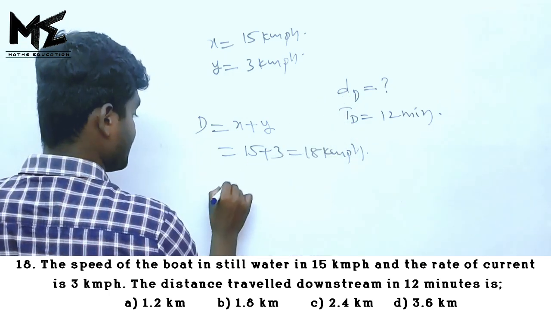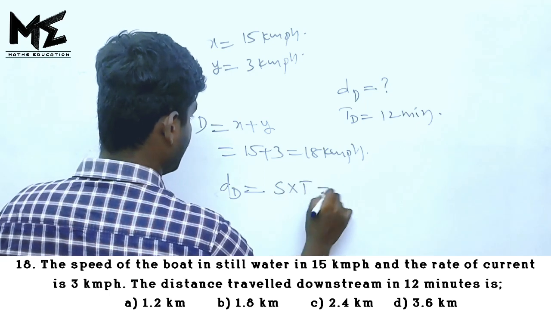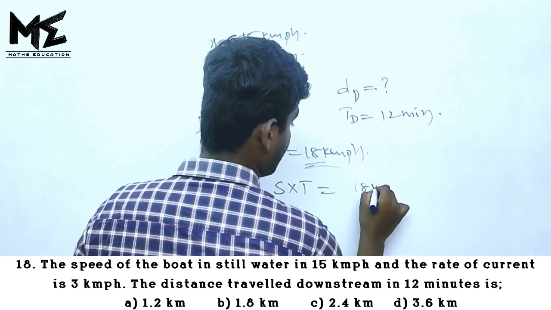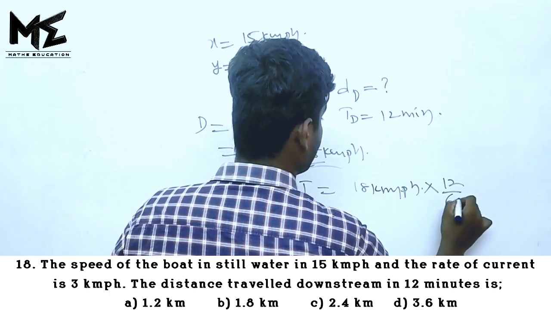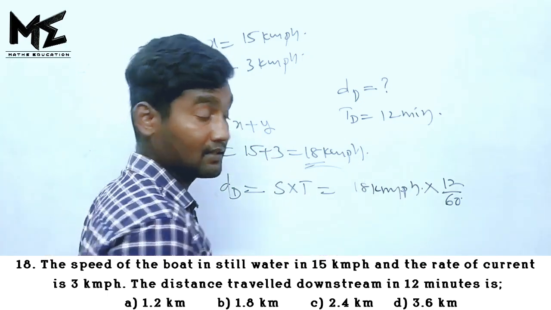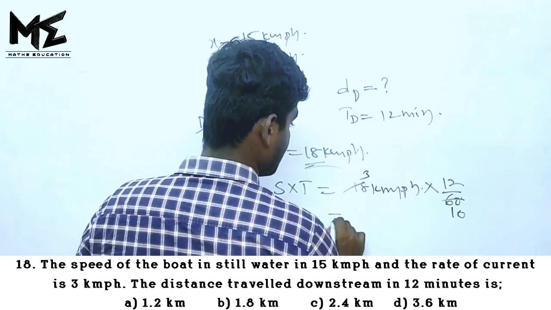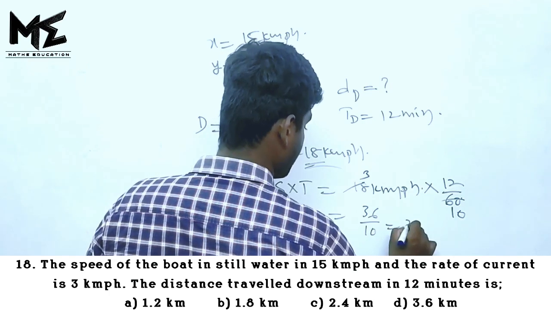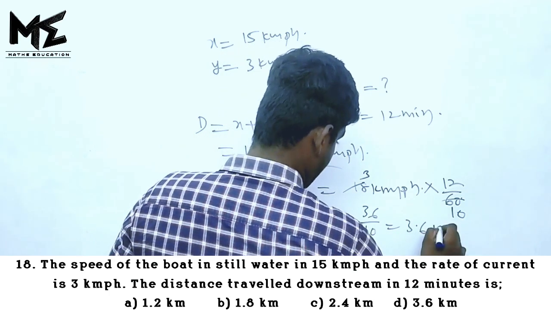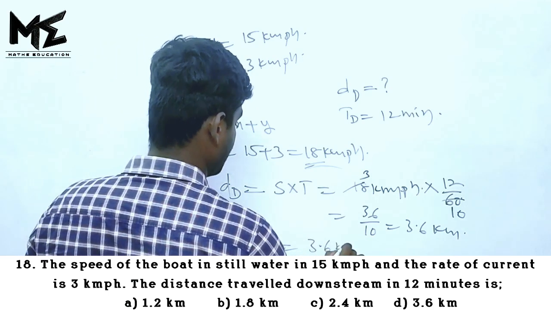So we need to find distance, which is equal to speed into time. Speed is 18 kilometers per hour into 12 by 60, because here we have minutes and are changing into hours. 6 tens are 60, 6 threes are 18. So 3 into 12 is 36 by 10, which is equal to 3.6 kilometers. So distance is 3.6 kilometers. This is our required answer.